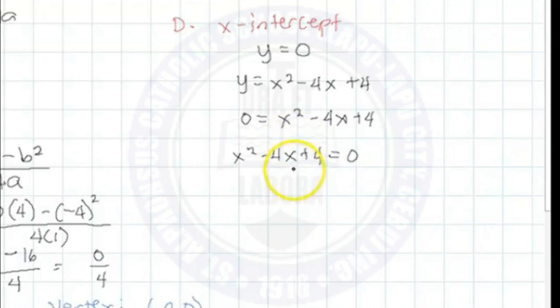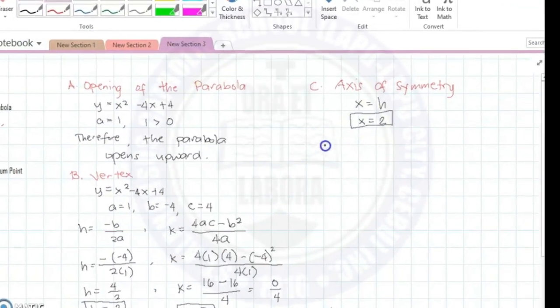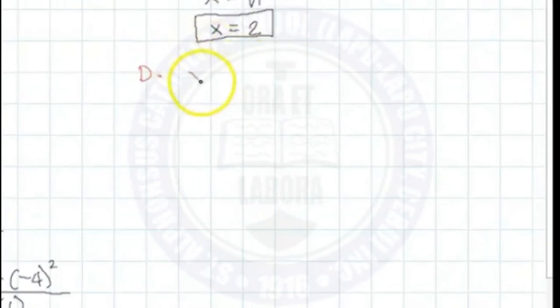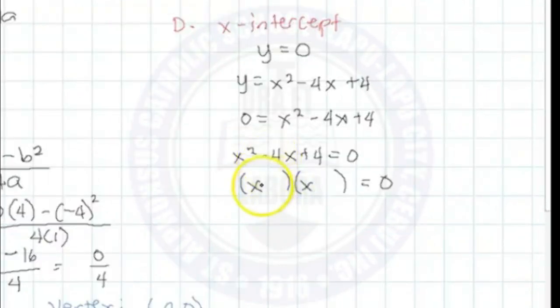In getting the values of x in this equation, we will just use any of the methods: extracting square root, factoring, completing the square, quadratic formula. In this case, the method that I will choose will be factoring. So I will factor this one, and this would be x, and this is minus. What are the factors of 4 that you're going to add? The answer is 4, so that would be 2 and 2.